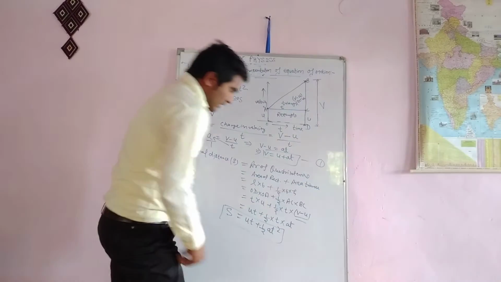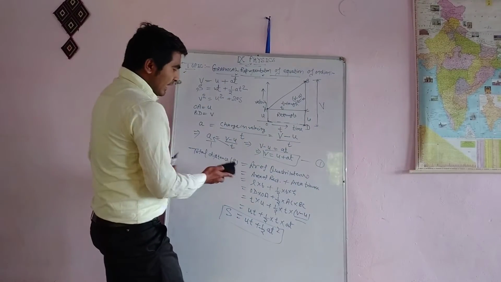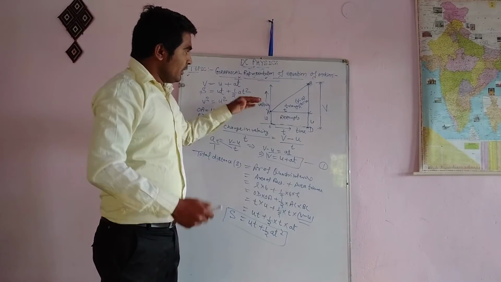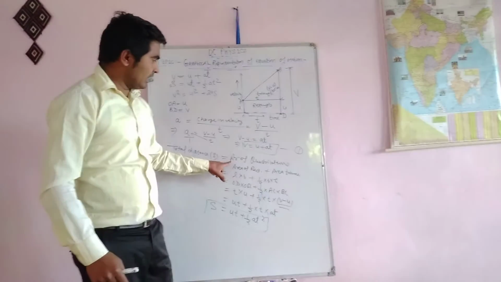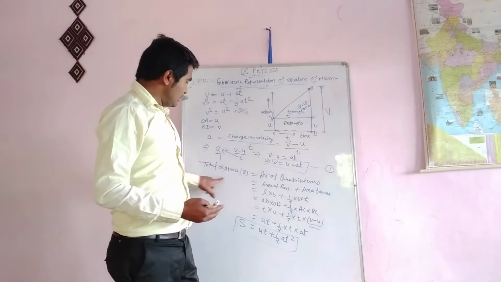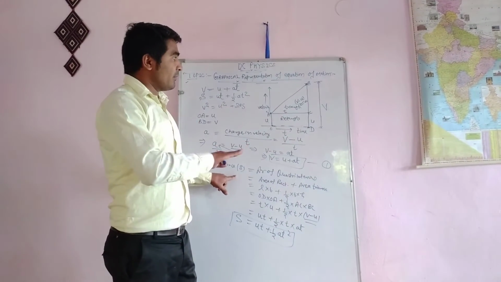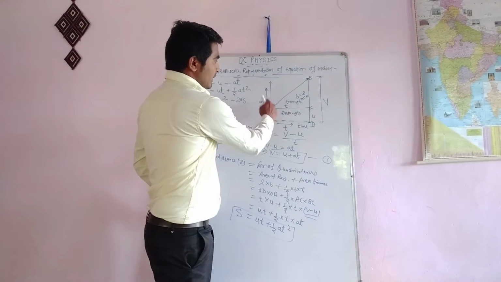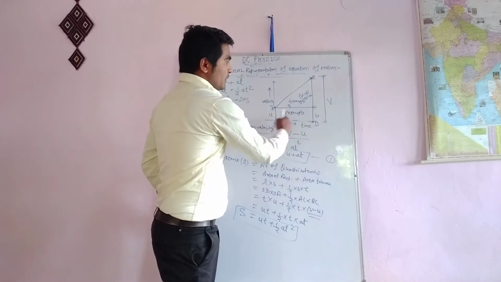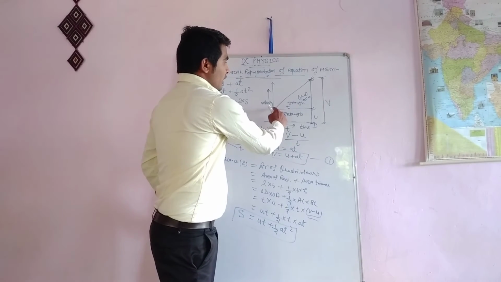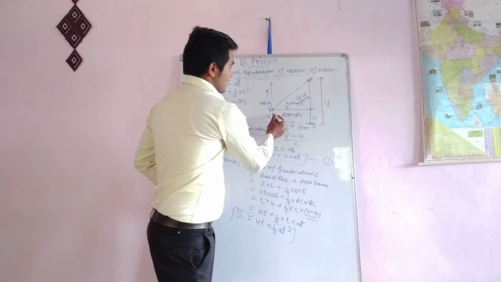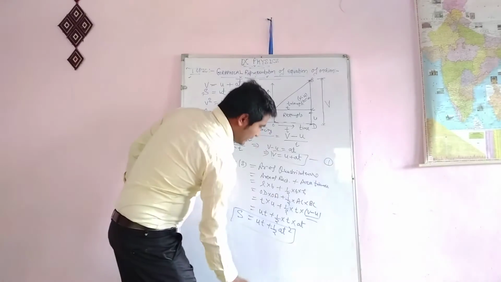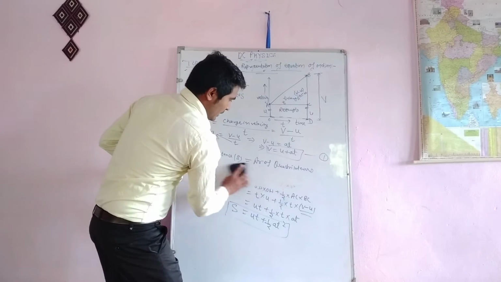Now we want to derive the third equation. In this case, we can calculate the distance in another way. The distance traveled by the object is equal to the area of the quadrilateral, and this quadrilateral is a trapezium. We can calculate this with the help of the area of a trapezium.